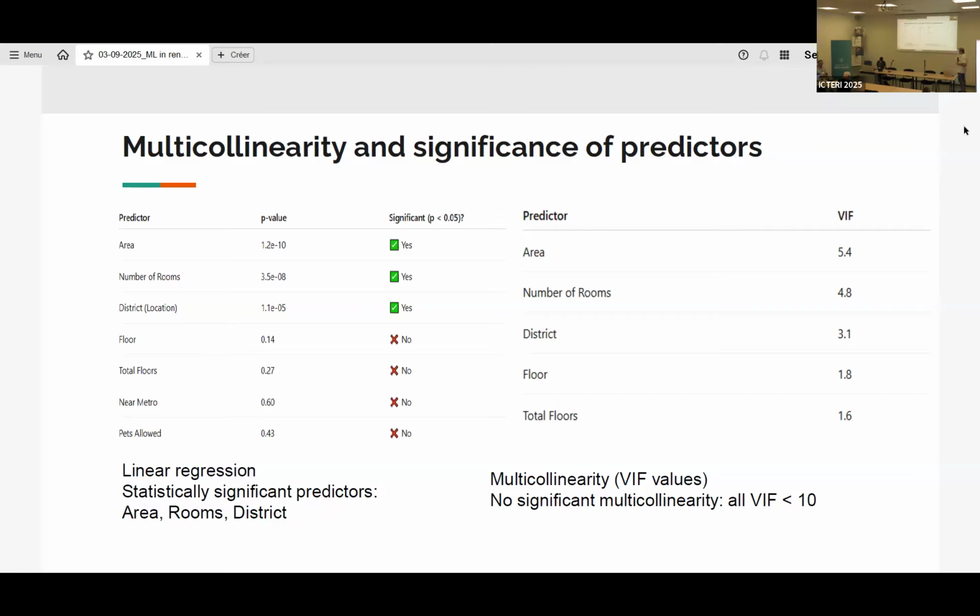In this case, because it's a linear regression, we also researched multicollinearity using variance inflation factors. In the general case, to exclude multicollinearity between variables, VIF has to be less than 10. In our case, you can see that all these variables are less than 10. We see that there are some values more than average, 5.4 and 4.8 for area and number of rooms. So it's logically understandable because there is a positive correlation between area and number of rooms, but it has no significant impact on the final results.